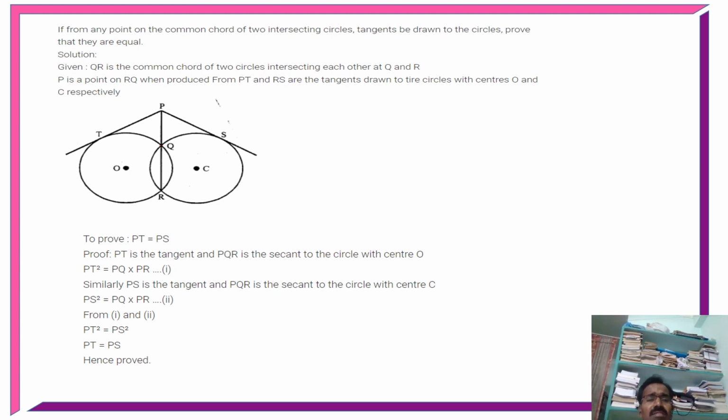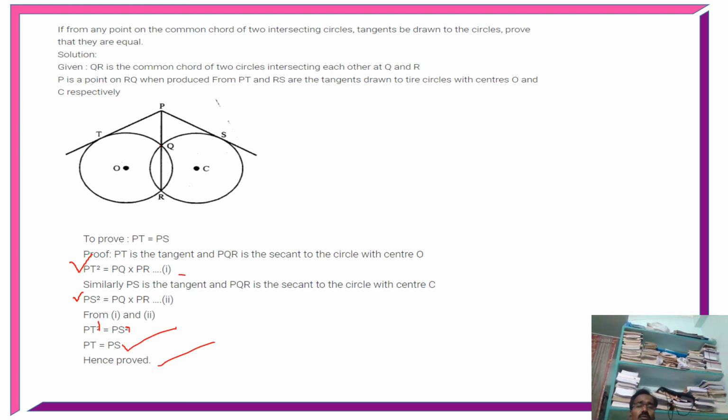If you observe, PT is the tangent and PQR is the secant of the circle with center O. So we have a theorem that PT square equals PQ into PR. According to the theorem, when a tangent and secant intersect, PT square equals PQ into PR. Similarly, PS is a tangent, so from the same theorem PS square equals PQ into PR. From this we can conclude that PT square equals PS square, and the squares cancel. So PT equals PS, hence it is proved.